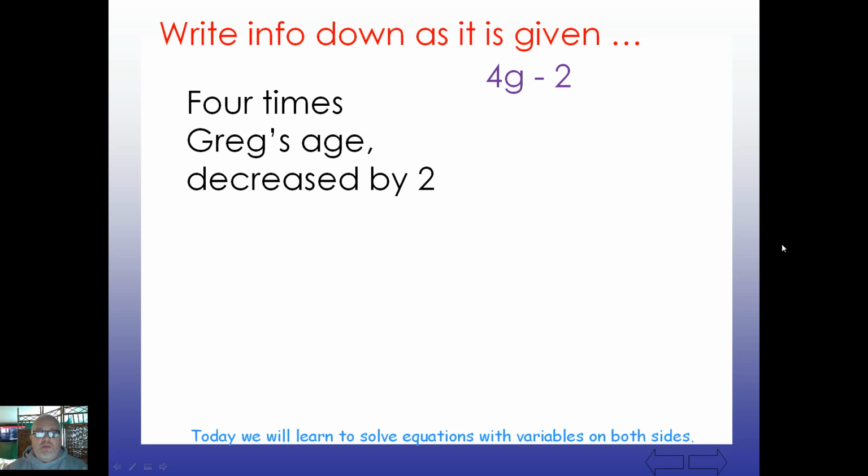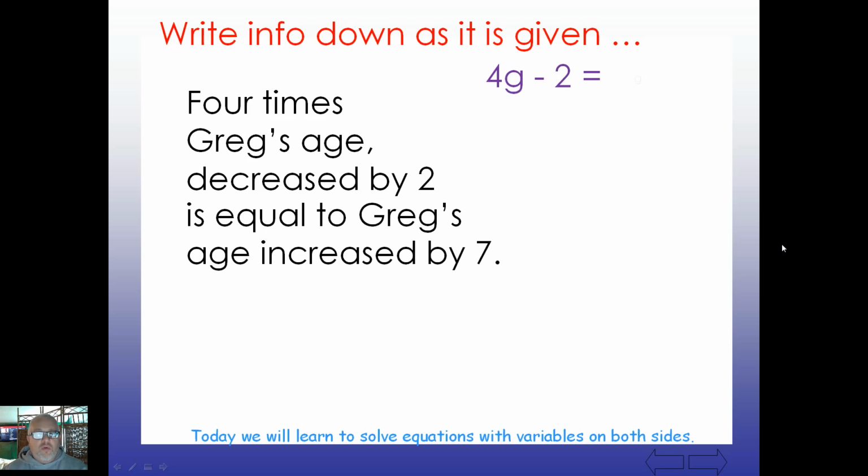So 4G minus 2 is equal to, well, that's just an equal sign, right? What did the next piece say? Greg's age increased by 7. So whatever Greg's age is, we don't know what it is, but we're going to add 7 to that. Now look at your equation there. Looks like we've got 4G minus 2 equals G plus 7, which is the smaller version of G, 4 or 1? Obviously it's going to be 1, so I'm going to subtract 1G from both sides and rewrite our equation. 3G minus 2 equals 7. Why don't you finish that now and tell me how old Greg is.